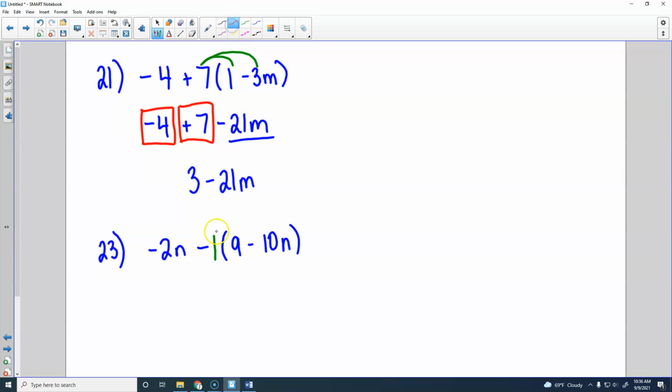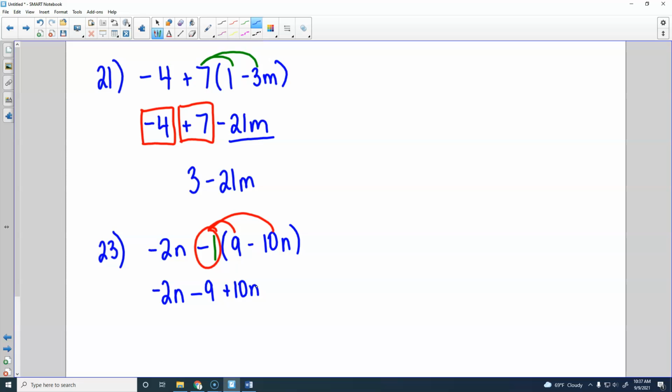So I'm taking this -1 and I'm going to multiply both of these by -1. So the -2 just hangs out front. -1 times 9, -9, so we're going to put a -9 since it's negative. And -1 times -10n, it's going to be positive 10n.